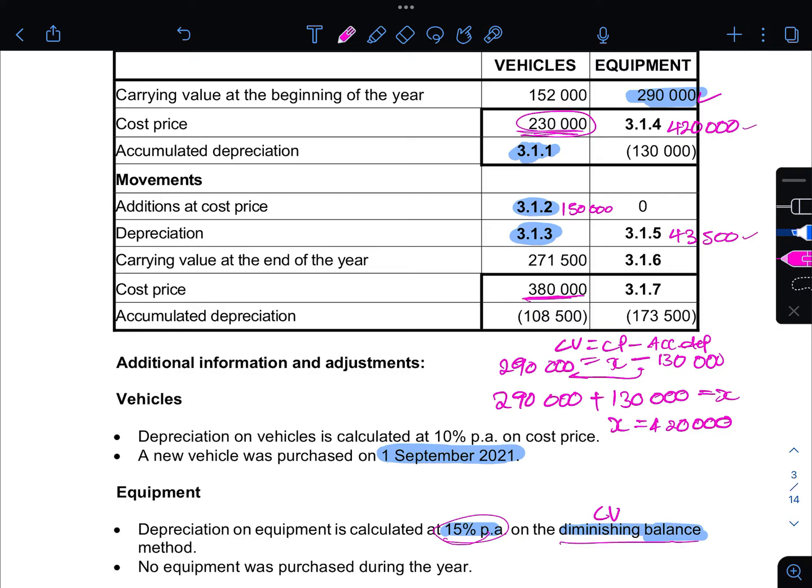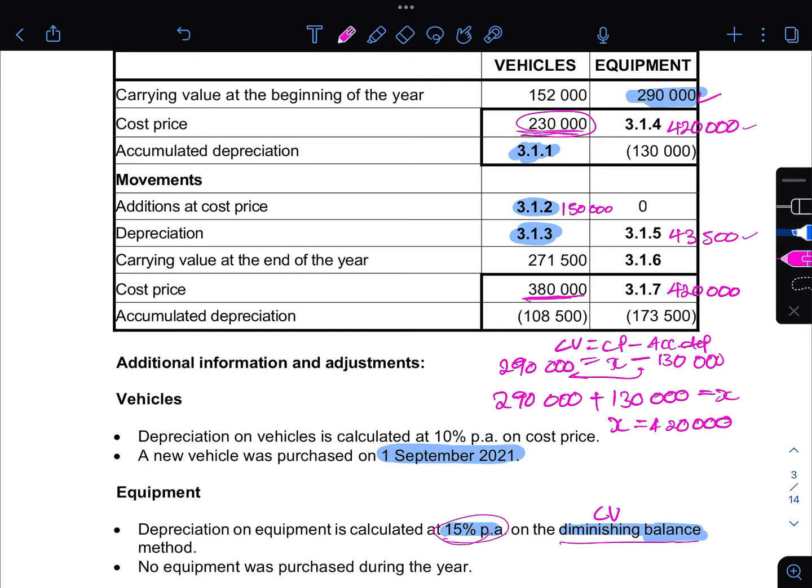43,500. Now what we are looking for is the carrying value at the end of the year. But if nothing was bought, your cost price will definitely remain the same, because it is 420 here. Your cost price does not change. So that will help you in determining what your carrying value is. So you can just simply take your 420 and then you subtract your 173,500 to rectify if your answer is correct.